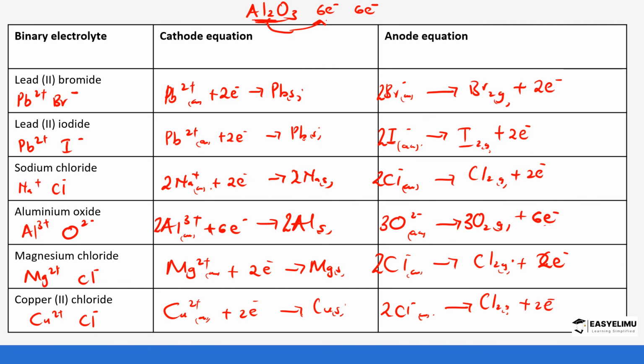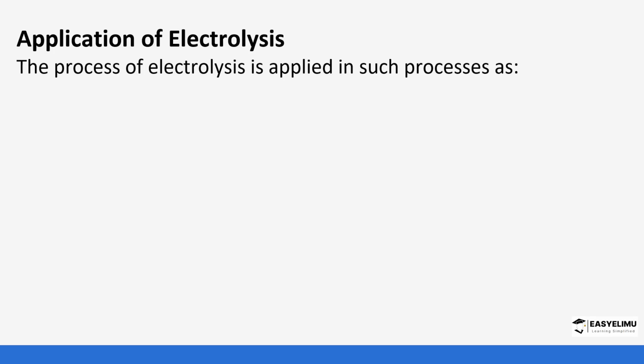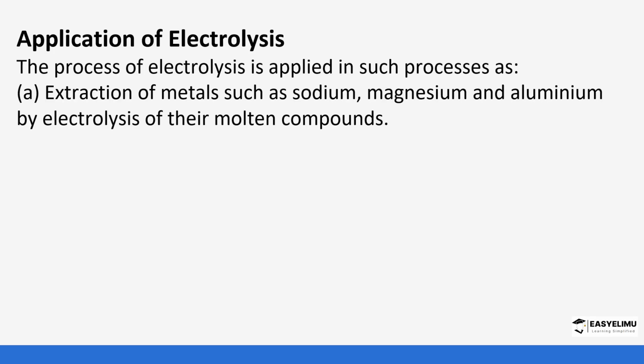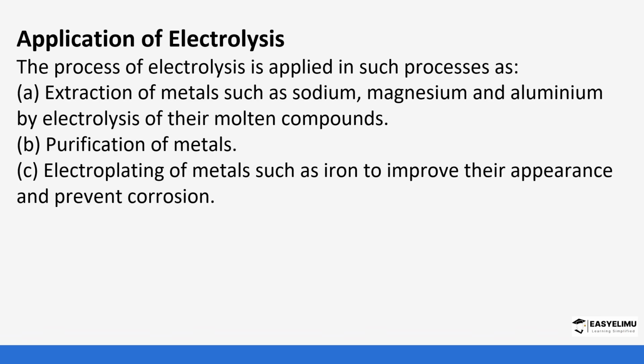You can repeat the process slowly again by yourself and see if you are able to understand. Next, let's look at some of the applications of electrolysis. Electrolysis is used in the extraction of metals, especially metals that are very reactive like sodium, magnesium, aluminium. So we are going to do them in Form 4 work. And then it's also used in the purification of metals. This is also something you do later.